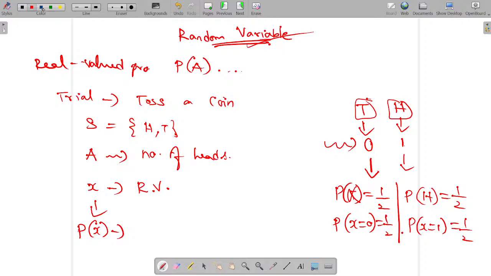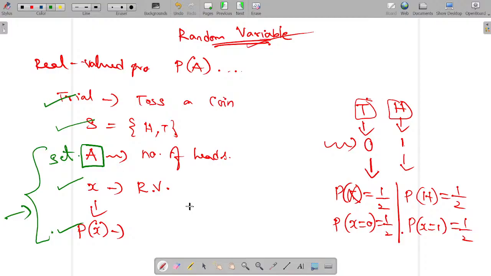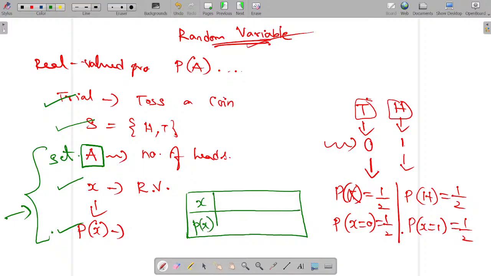So first, what's the step here? You go for what is the trial, okay, then you define the sample space, then you define the event. Actually, you'll not call this an event, you'll call this a set, number of heads. Then you go for defining the random variable, then you go for assigning the probability values. These three steps are quite important. If I tabulate this data, your table will look like x value and p of x value. Okay, x takes the value 0, probability is half.